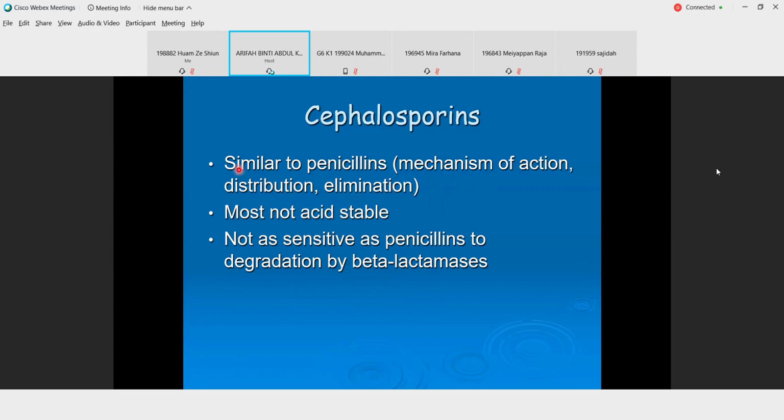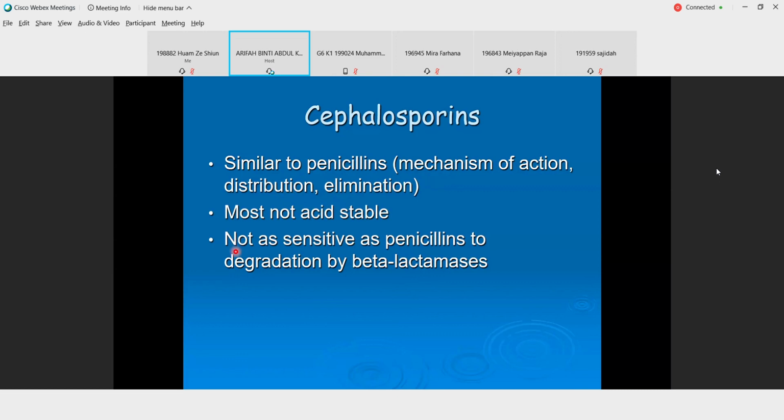Okay, right. Similar to penicillins, the mechanism of action, distribution and elimination are similar, so I don't have to repeat again. You can just refer to your notes. Mostly they are not acid stable, therefore they are given in injectable form. That means there is a tablet form, but most of them are in injectable form.